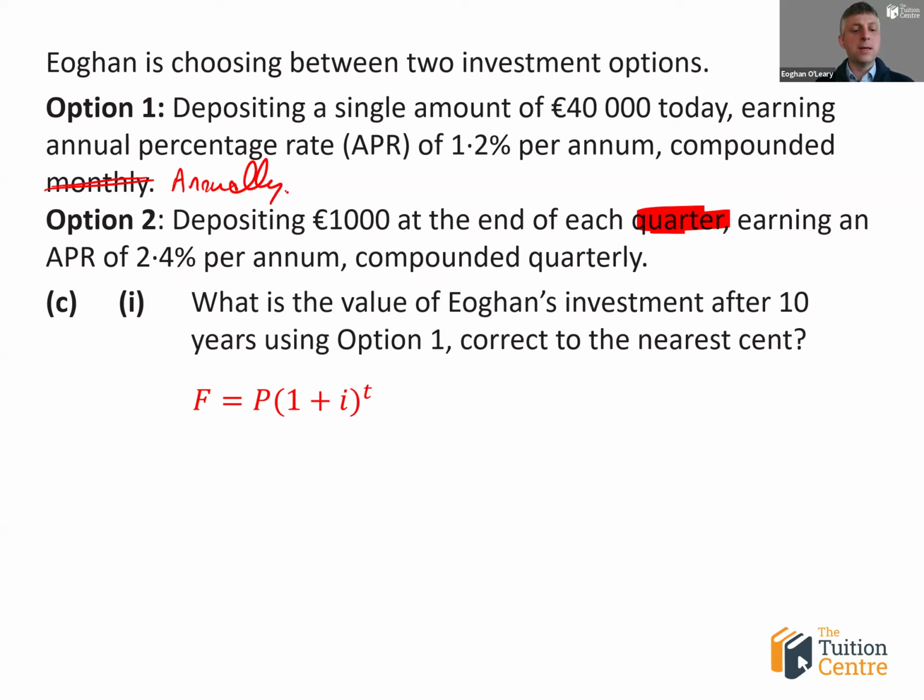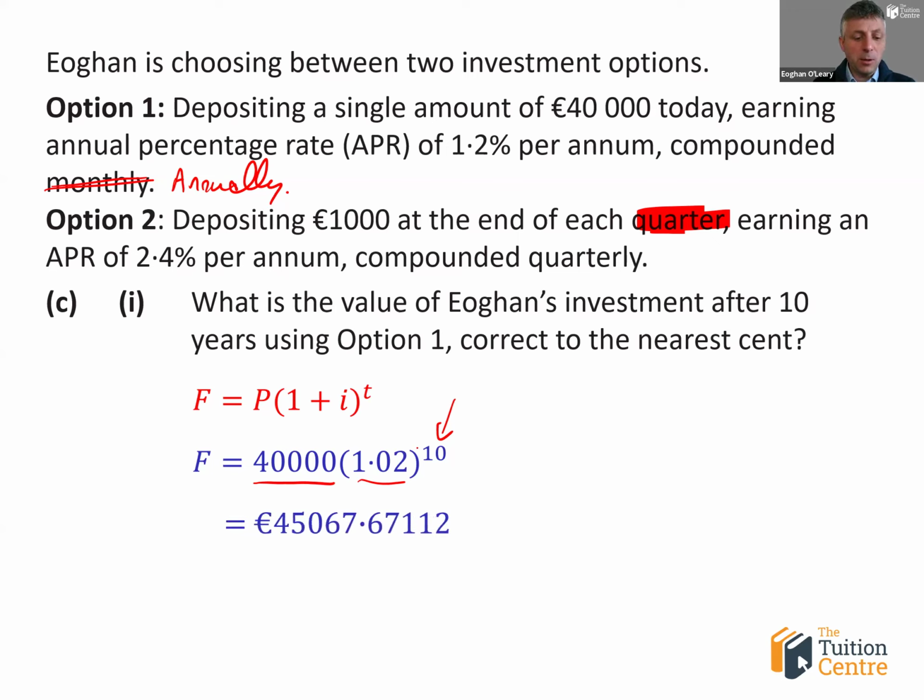Compounded annually. So what do we do? We put in our 40,000 euros and it is compounded annually. So there's 10 years and it is 1.02 as my interest, my 1 plus i. So that amounts to 45,067 euros and 67 cent.